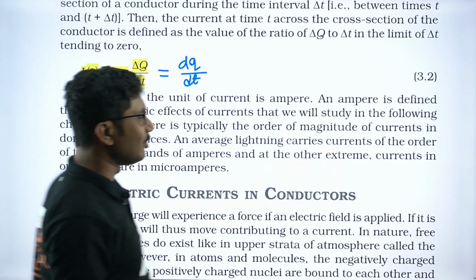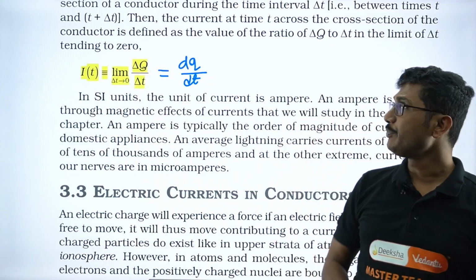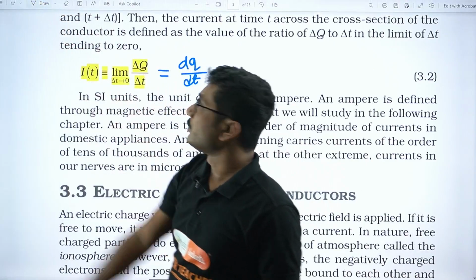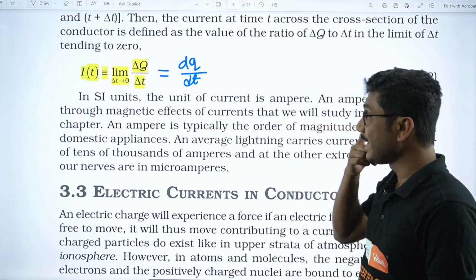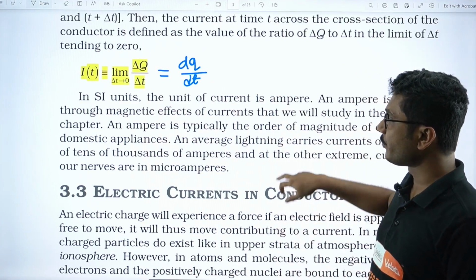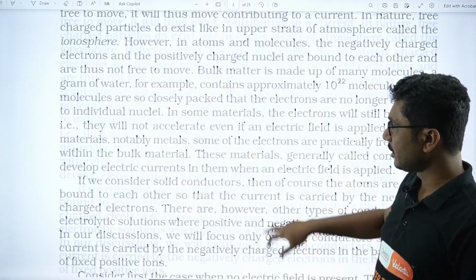In some cases there will be a function given, charge as a function of time. So in that case, if they ask you to find what is the current, then you have to differentiate the charge to find the current. That's it. This is the other part.